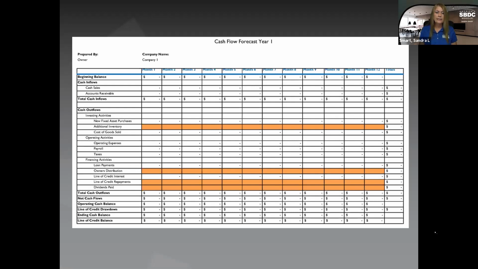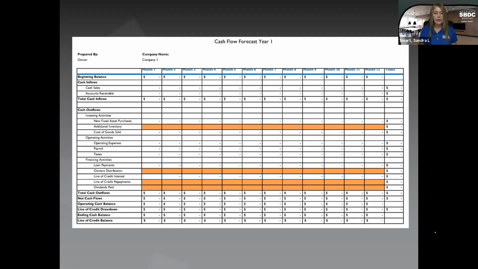Down at the bottom, it's really easy to see what that net cash flow is. It's either going to be positive or negative. It shows you your operating cash balance because you'll have a beginning balance that goes in month one, and the ending cash balance carries over to month two automatically. You can change inputs in the template, and it will automatically update the sheets in the template and the statements.